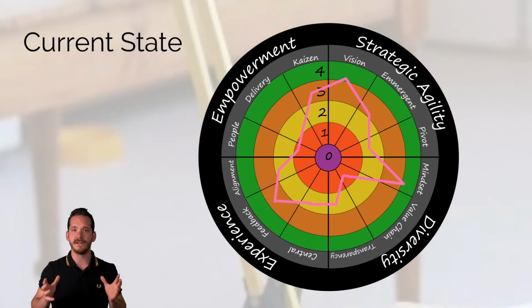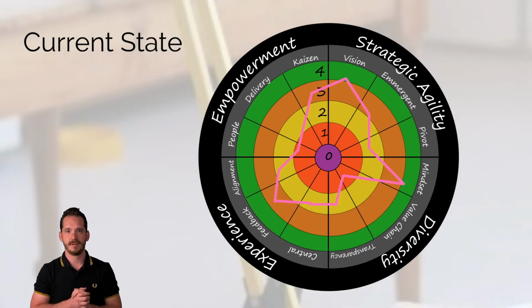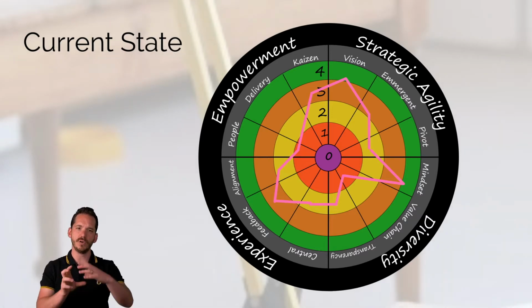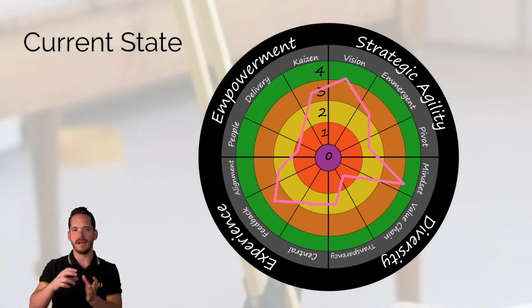You may have something like this. As you can see, this organization is mostly amber. It has some elements of beginning to be green in certain areas, but it's mostly amber. It does have, however, some red. And that's where I always say to focus. You want to round out that current state.